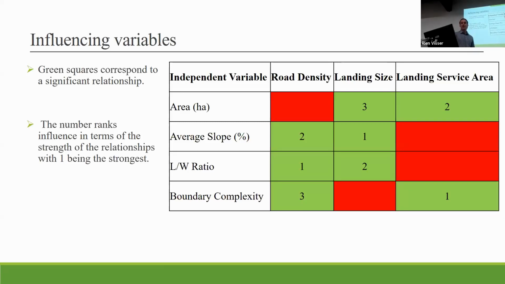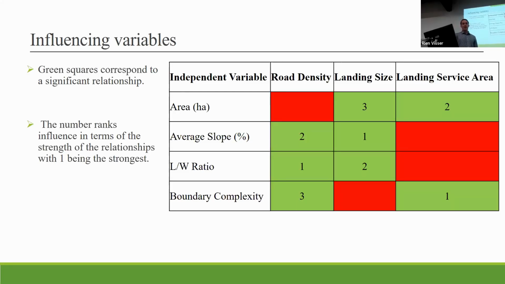As can be seen, length-width ratio had the strongest relationship with road density, followed by average slope, followed by boundary complexity. Average slope had the greatest influence on landing size, followed by length-width ratio, followed by area, and boundary complexity had the greatest influence on landing surface area, followed by woodlot area.